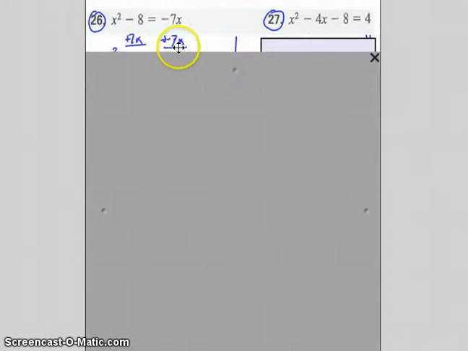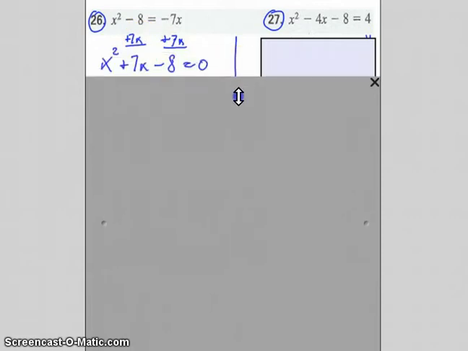So you're going to move that 7x over to the left. Add 7x to both sides, and you're going to end up with x squared plus 7x minus 8 on the left equals, well, those two things cancel, 0 on the right. All right, now I've got something that I can factor.